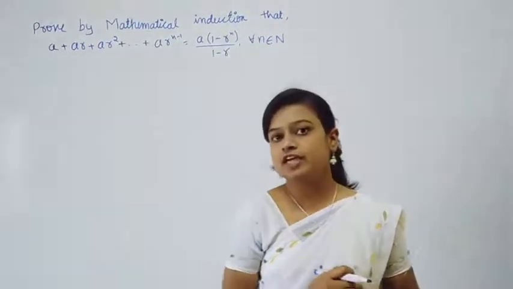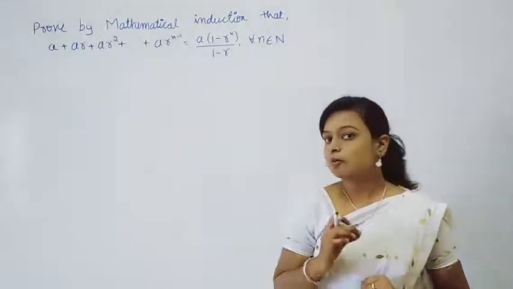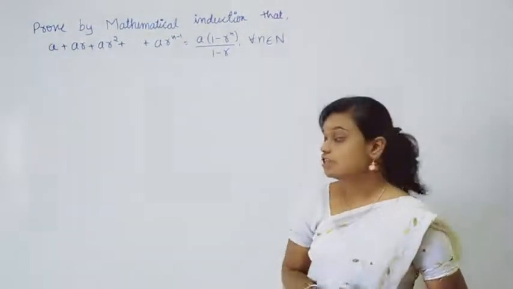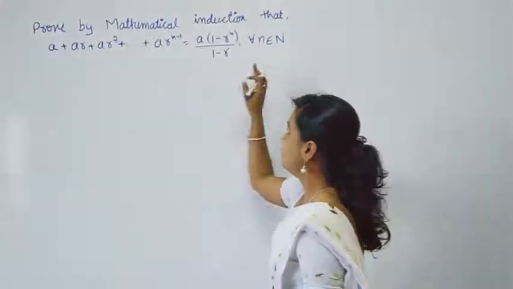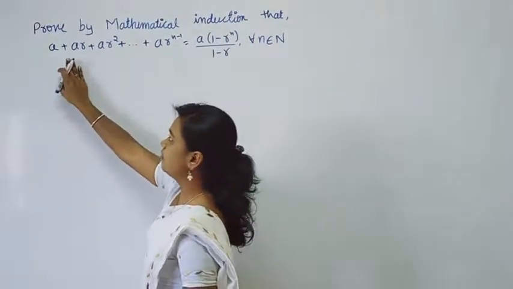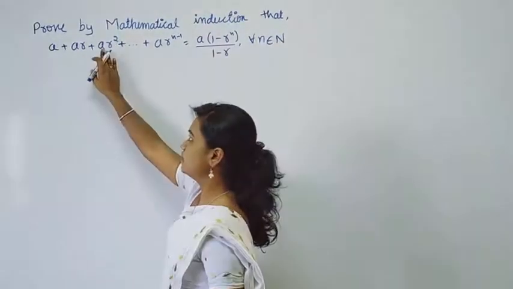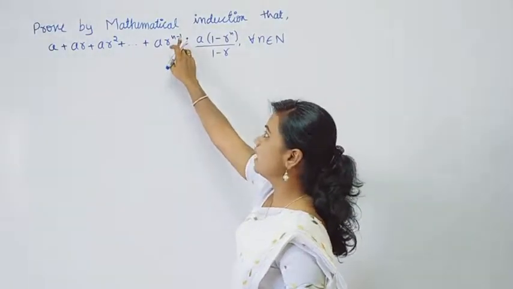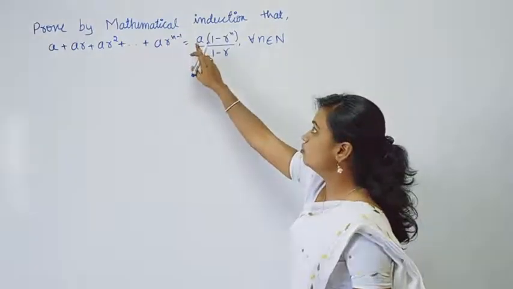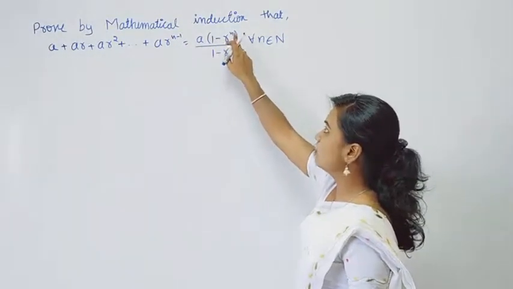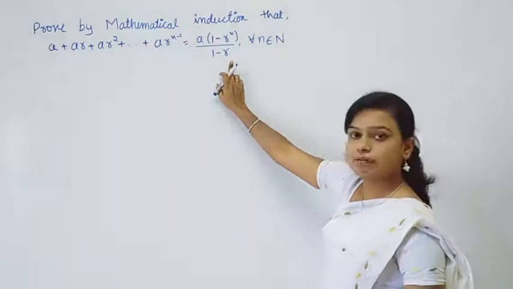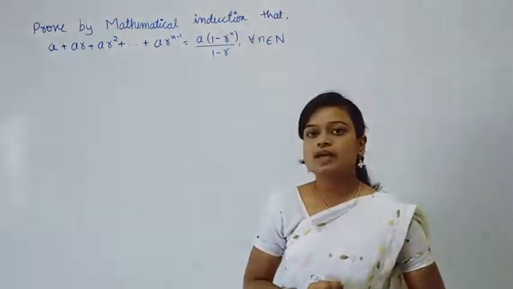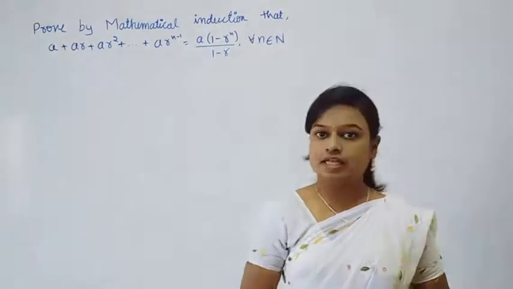So today also we continue our topic, that is problem solving using the principle of mathematical induction. Today's problem is: prove by mathematical induction that a + ar + ar² + ... + ar^(n-1) = a(1 - r^n)/(1 - r) for all n belonging to N. We have to prove this by using the principle of mathematical induction.